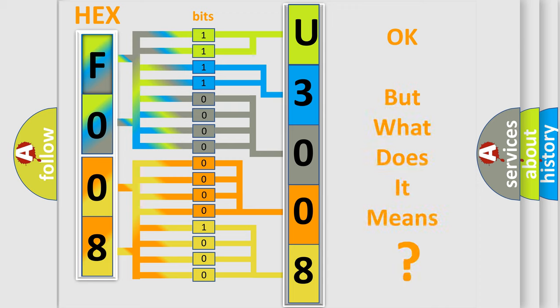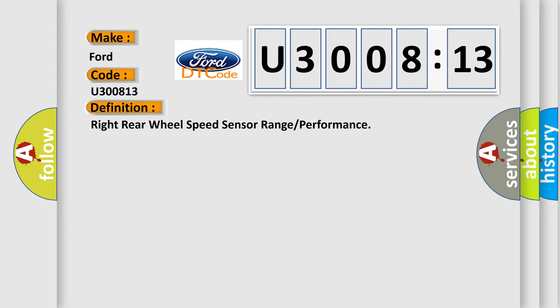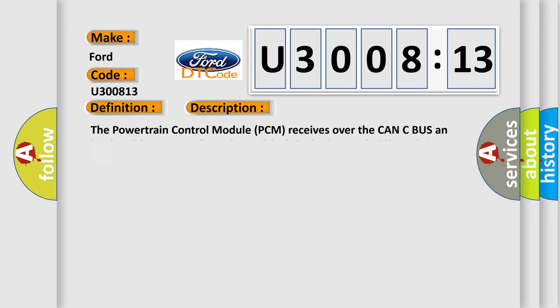The number itself does not make sense to us if we cannot assign information to what it actually expresses. So, what does the Diagnostic Trouble Code U3008-13 mean specifically for Infiniti vehicles? The basic definition is right rear wheel speed sensor range or performance. And now this is a short description of this DTC code.